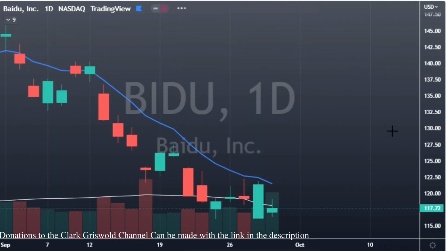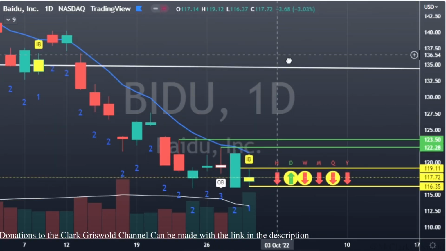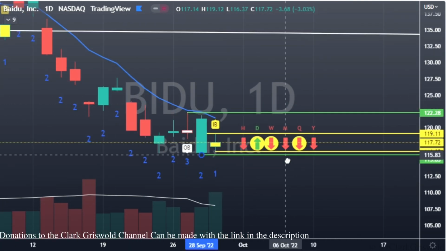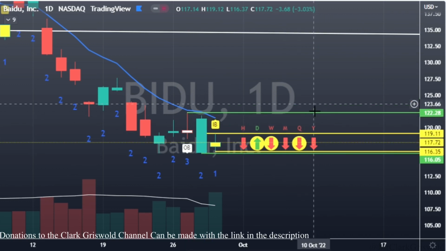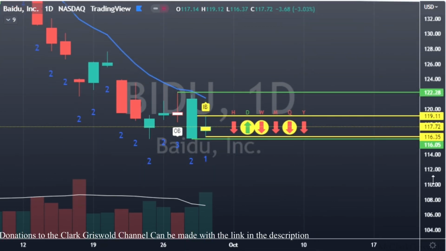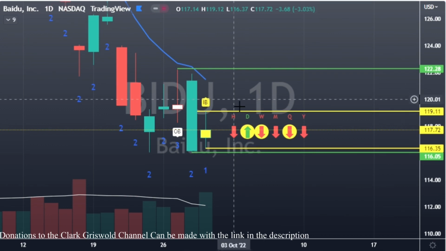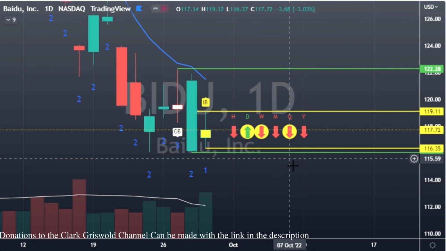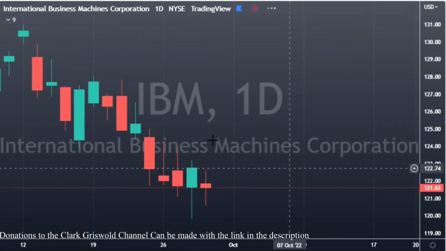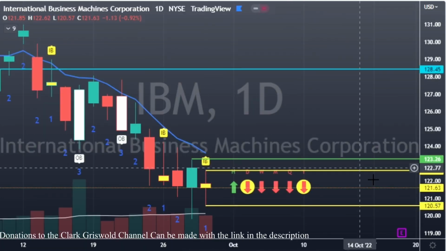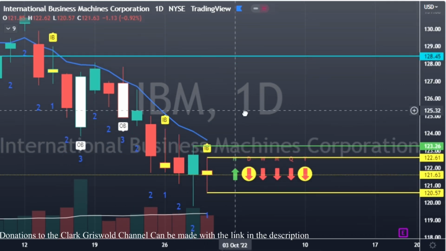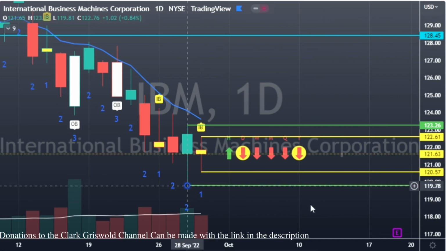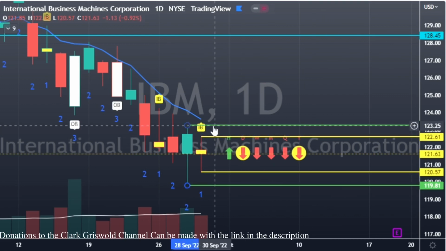BIDU is next. BIDU, inside bar. And I said there were a ton of inside bar plays for you guys today. The majority of them, I think there's 26 plays or so on here, and about 24 of them are inside bars. So calls at 119.11, really great magnitude to the upside. Puts at 116.35. IBM, calls at 122.61 off of the inside bar. Puts at 120.57. And again, really, really good magnitude on both ends of IBM.